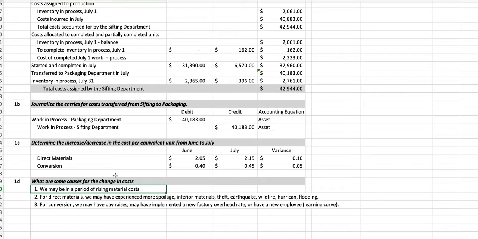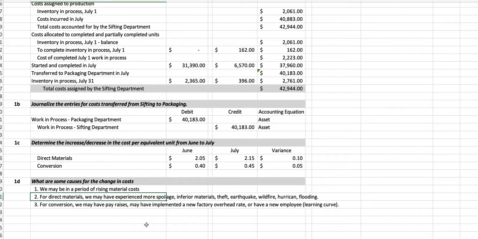If so, this is a flour company. You may have rising material costs because maybe there's a drought in the Midwest. Maybe the cost of transporting that flour from one point to another point has increased. So there are reasons that may be inside of our control, or they may be outside of our control. But this is one of the first places we start.